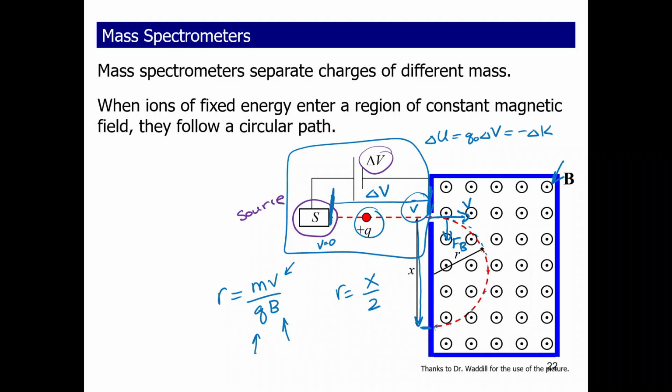So you can use the distance that it hits on the screen, the known velocity, either because you've accelerated it through a potential difference or you've used a velocity selector to find that velocity, and your charge. If you're ionizing, you ionize it until it's emitted 1 electron, so it's usually just a positive 1 charge. And then you can actually find the mass of your particles using that information. So mass spectrometers are kind of cool.